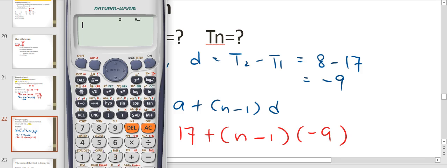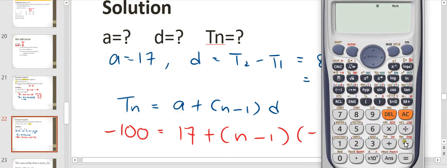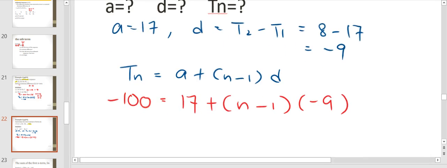Just press negative 100, alpha equal, or you can put a negative sign, it's the same. Then 17 add up with, now this is n, so you represent it with x, minus 1, then multiply with negative 9. Press shift solve, then enter. So obviously your n is 14.